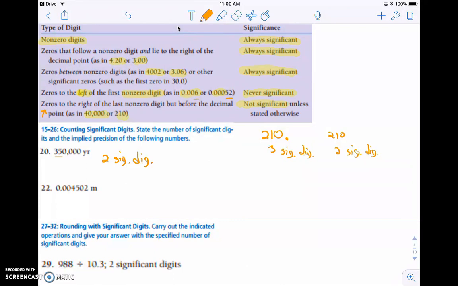and the precision of this thing is as precise out to the 10,000s. Because it's 350,000, so we have the 100,000 place and then the 10,000 place, and that's where the last significant digit ends, so it is precise up to the 10,000th place.